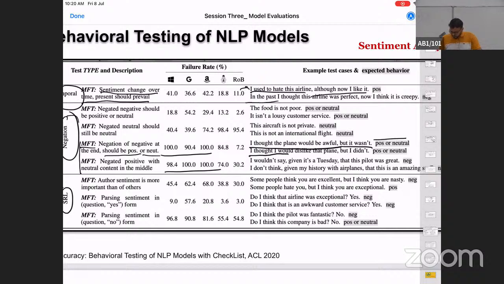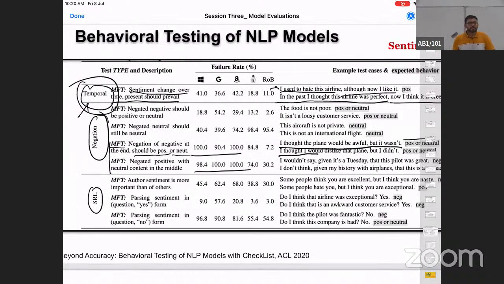Similarly, in the past, I thought this airline was perfect. Now I think it is creepy. Now this has a negative sentiment because we have to associate sentiment with the present feeling, right? This is called temporal based capabilities. The model should understand these temporal capabilities, right? And if you see, all these models, almost 40% errors in these real world good quality models. Okay, very good.